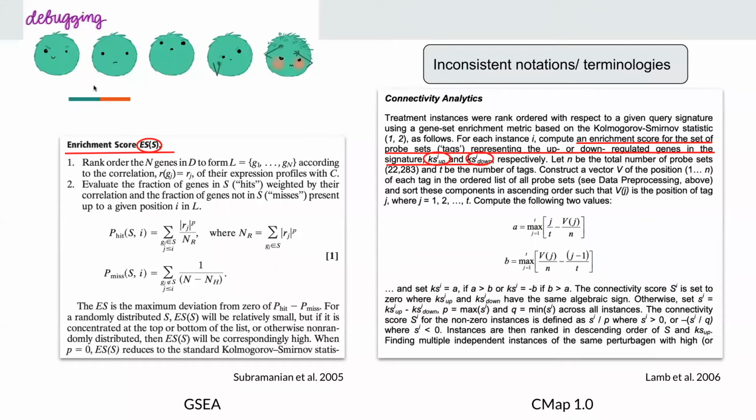Here we have a couple of examples where different papers use different notation to refer to the same terms or quantities. On the left, we have the SCA method developed in 2005. They refer to the enrichment score as ES, but the CMAP 1.0 method refers to the enrichment score as KS. Another example is the notation for number of drug genes in the drug profiles. In the SCA study, they use capital N, but in CMAP 1.0, they use a lowercase n.